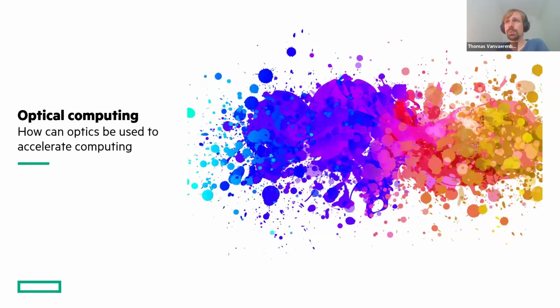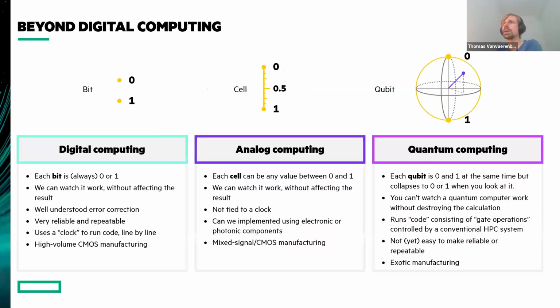So that's the context of why we need accelerators, which accelerator types that we want to have, and then the question is, why optics? Before I dive into that, there are some choices that we need to make. The thing that I first always want to refresh is the fact that there's different ways to encode information. The one that we all know is digital computing, where you represent information in bits.